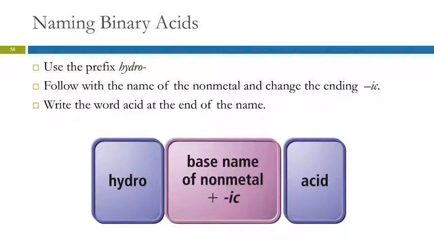So what the book calls binary acids, these are the ones that do not have oxygen in them. The pattern for these names is it starts with the prefix hydro, and then you take the name of the nonmetal and you change the ending to ic, and then you add the word acid at the end. So hydro, whatever the element name is that's not hydrogen, and then acid. We change this ending to ic.